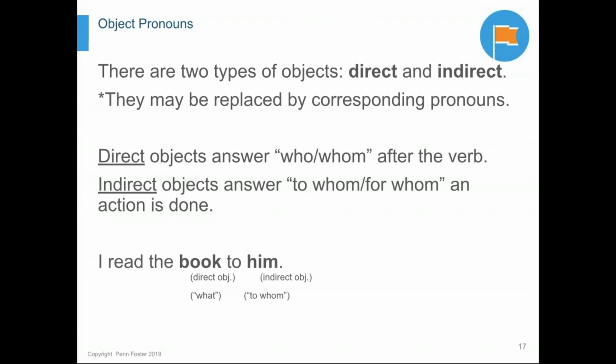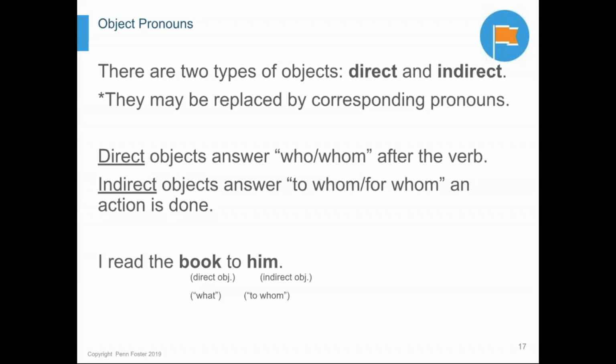For something to be considered a direct object, it has to answer who or whom after the verb. Okay, for something to be considered an indirect object, it answers to whom or for whom.